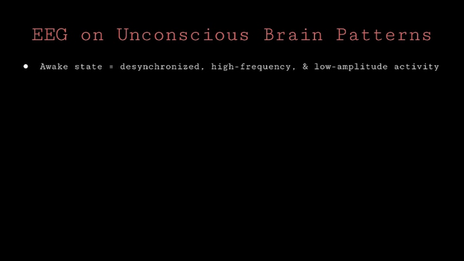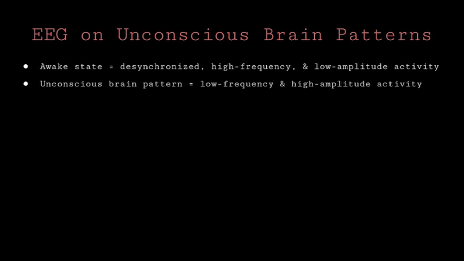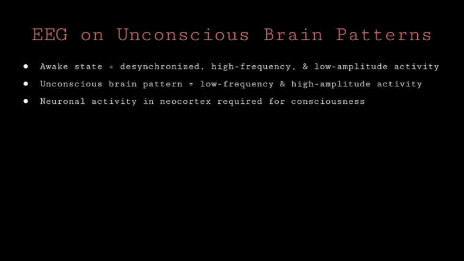Through EEG research on both non-human animals and humans, subsequent data have characterized the awake state as a pattern of desynchronized high-frequency and low-amplitude activity. Researchers then recorded EEG data following the use of anesthetics. The subsequent data suggests that the unconscious brain pattern is one of low frequency and high amplitude activity. Thus, scientists summarize that neuronal activity in the neocortex is particularly required for consciousness.